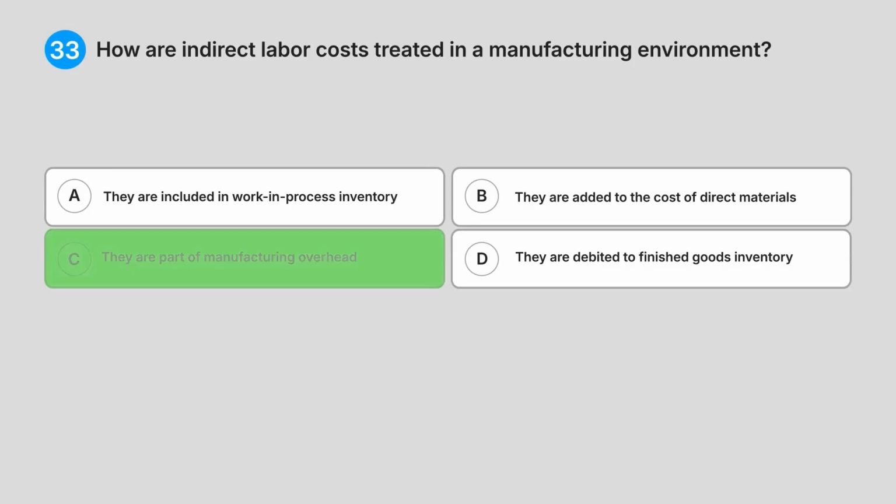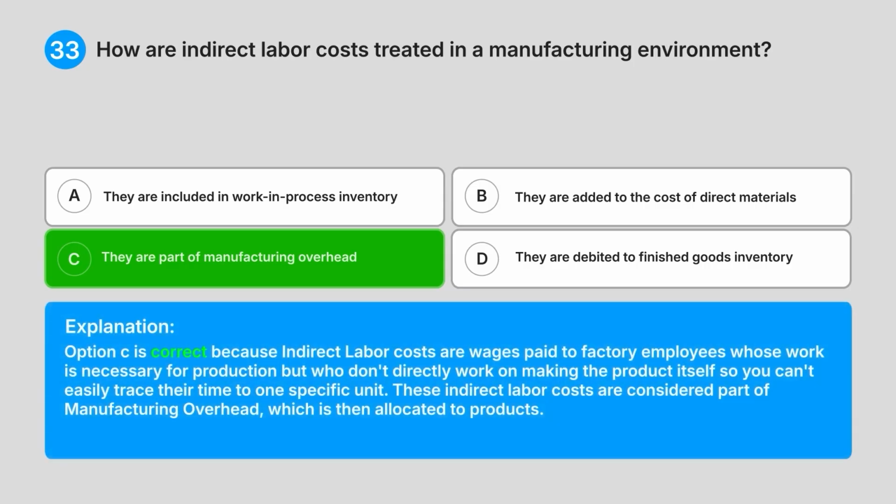Correct answer, C. They are part of manufacturing overhead. Explanation. Option C is correct because indirect labour costs are wages paid to factory employees whose work is necessary for production, but who don't directly work on making the product itself, so you can't easily trace their time to one specific unit. These indirect labour costs are considered part of manufacturing overhead, which is then allocated to products.